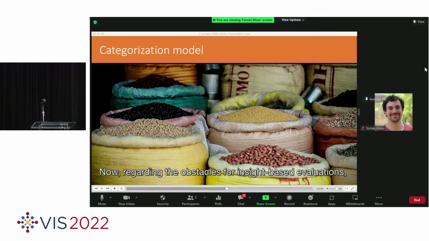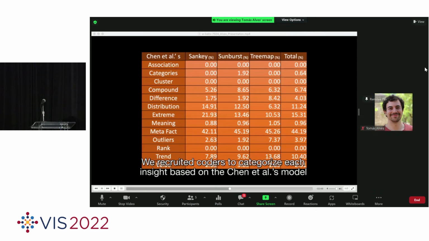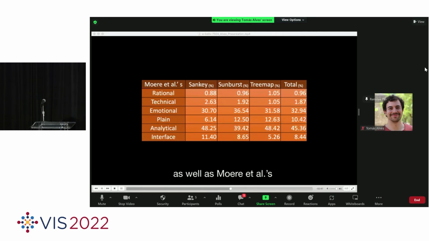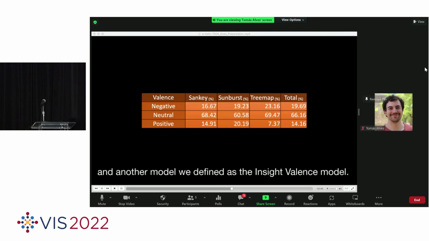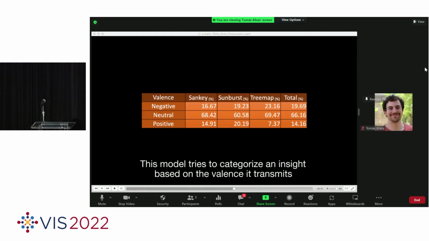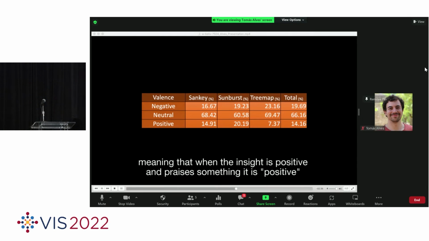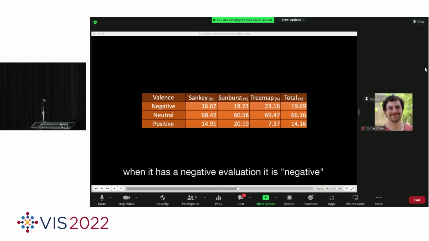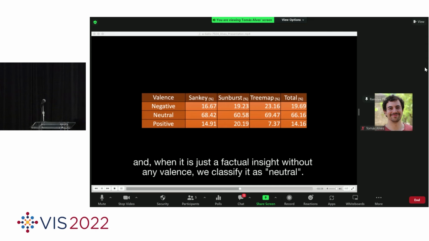Now, regarding the obstacles for insight-based evaluations, we started by tackling the categorization model. We recruited coders to categorize each insight based on Chen et al.'s model, as well as Moer et al.'s, and another model that we defined as the insight valence model. This model tries to categorize an insight based on the valence that it transmits, meaning that when the insight is positive and praises something, it's positive. When there's a negative evaluation, it's negative. And when it's just a factual insight without any valence, we classify it as neutral.